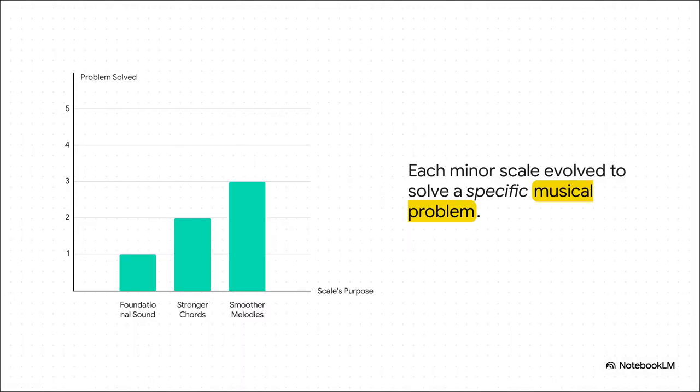So when you boil it all down, it's actually pretty logical. Each scale simply evolved to do a specific job. The natural minor is our foundation, our base sound. The harmonic minor is the specialized tool for building strong chords. And the melodic minor is the specialized tool for singing or playing smooth melodies. 3 different tools for 3 different jobs.